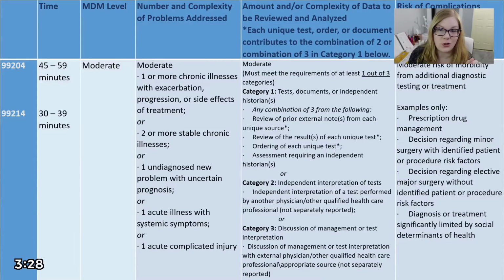And then the risk just says it's a low risk from additional testing or treatment. Now our level 4 visits for our new patients are 45 to 59 minutes. For established is 30 to 39 minutes. It's moderate level decision making. And again, we need 2 out of the 3.